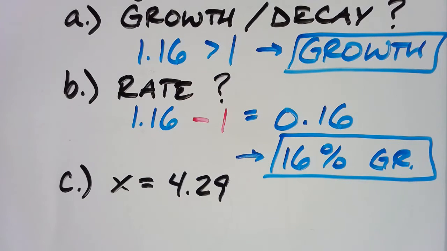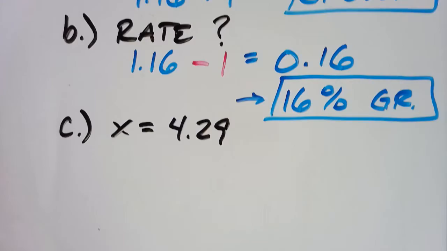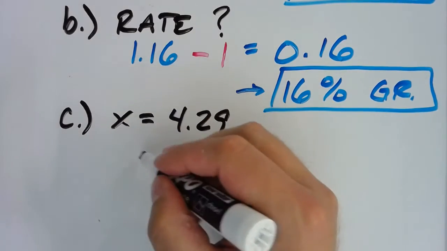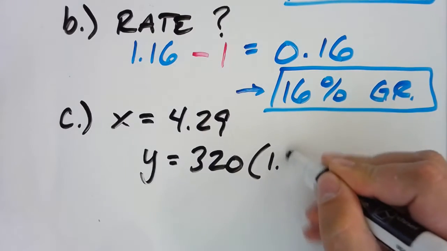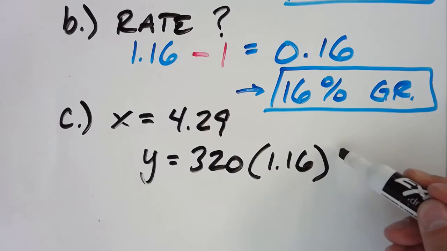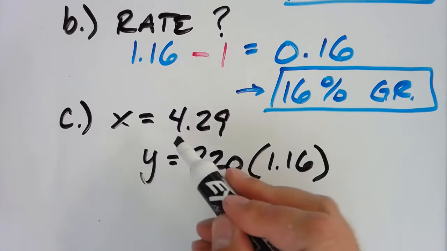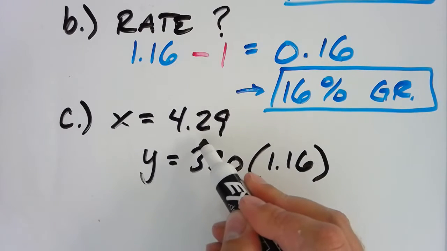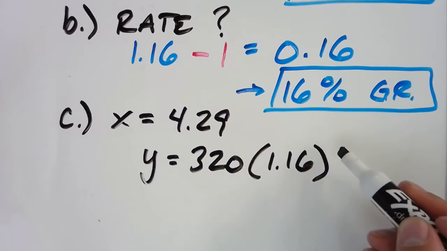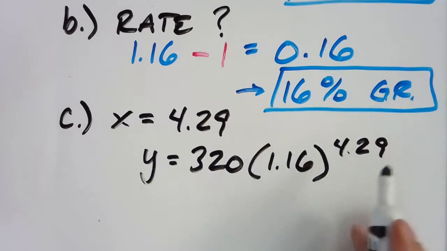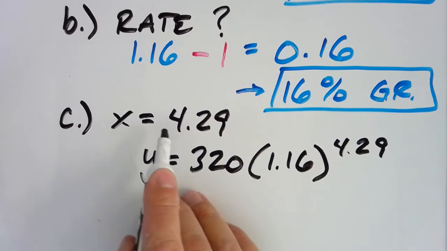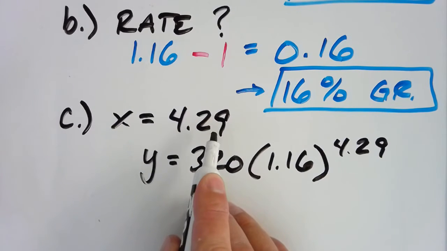And you're going to be asked to basically solve for the other variable, in this case, y. So essentially, this just becomes a substitution problem. So just to rewrite the function, my function here is y equals 320 times 1.16 to the x power. Now, since I've just been told what x equals, I'm going to be substituting this value into that exponent. And it's important to understand that that's an exponent, it is not multiplication. So this 4.29 comes directly from whatever value I was given.